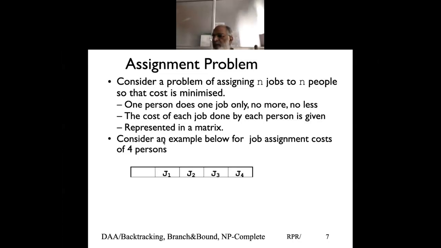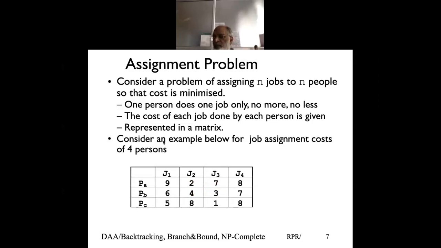For example, let's say we have four jobs: job 1, job 2, job 3 and job 4. And the persons we call A, B, C, D. Person A does job 1, cost is 9. Person A does job 2, cost is 2. If it does job 3, cost is 7. And similarly for person 2, for job 1 cost 2, for job 2 cost 4, for job 3. So these costs are known. Similarly for person 3 and person 4.